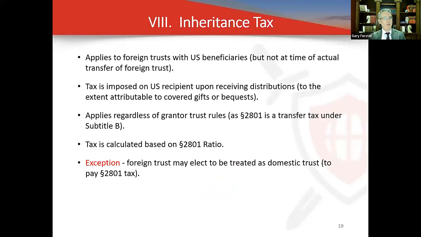The rules are fairly complicated with foreign trusts, like most things with foreign trusts. If it's a U.S. beneficiary to the foreign trust, there's only a tax when the U.S. beneficiary receives a distribution. There's no grantor trust issue because this is a totally different regime. This is simply assets going back into the States. In other words, sometimes with grantor trust, you just ignore the trust. And so this 2801 ratio, it gets a little beyond our webinar, but you're going to have assets that are subject to the tax and assets that are not subject to the tax.